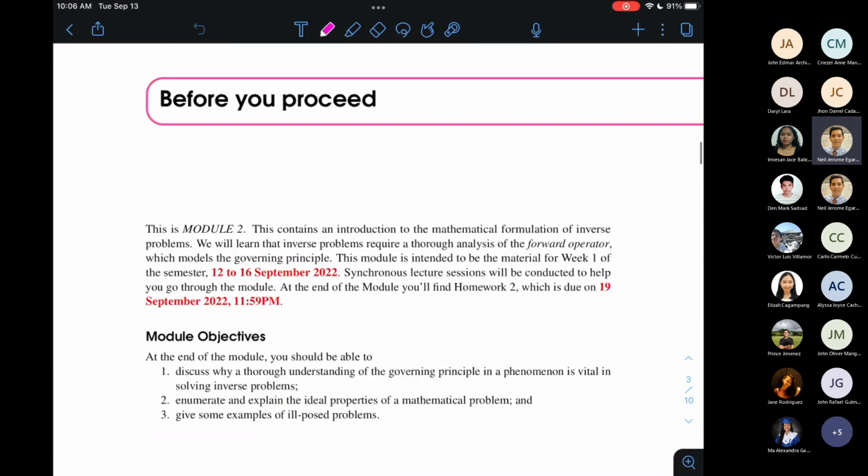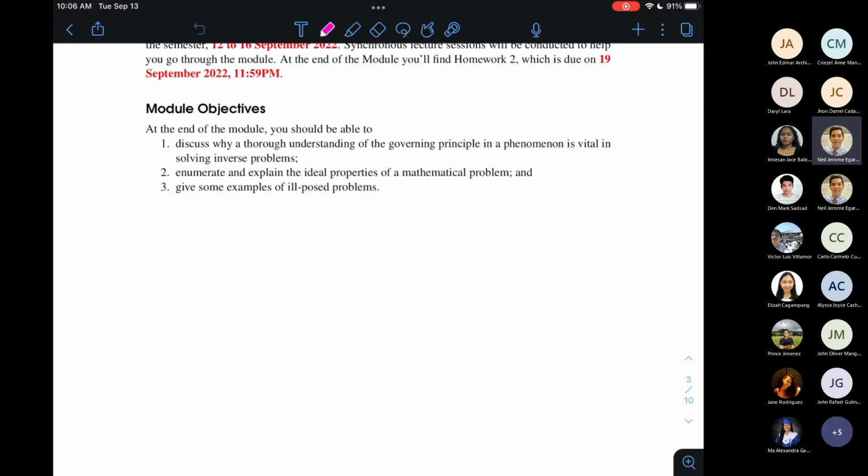So in particular, ito yung objective natin for this week and for this module. First, after the module, you should be able to discuss why a thorough understanding of a governing principle in a phenomenon is vital in solving inverse problems. Kasi i-justify ko muna bakit natin kailangan pag-aralan yung governing principle sa pag-solve ng inverse problem. We might be thinking that it is only crucial when we are solving forward problems, and the analysis will be different kung inverse problem yung sinusolve natin. But it turns out a deep and thorough understanding of the governing principle is very important, not only for the forward problem, but for the inverse problem as well.